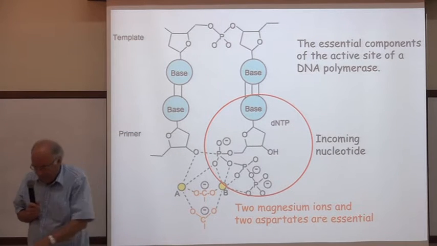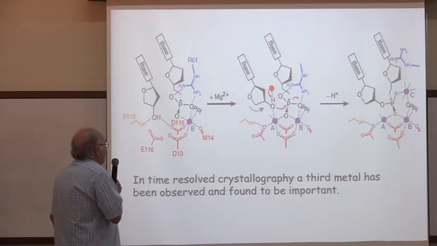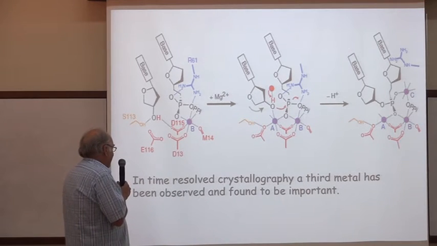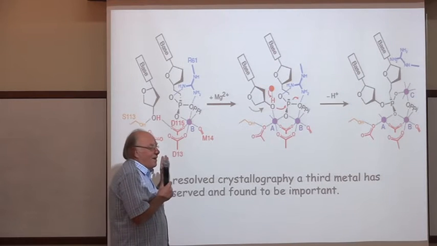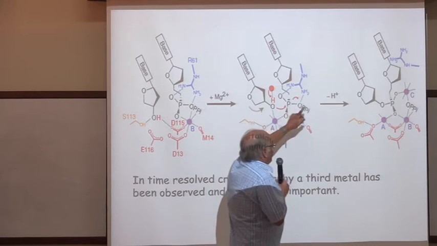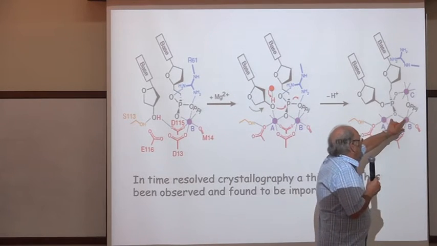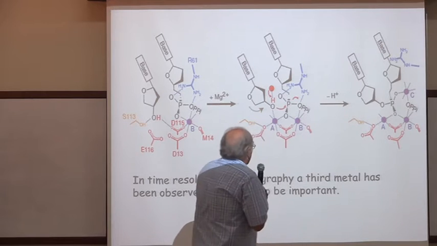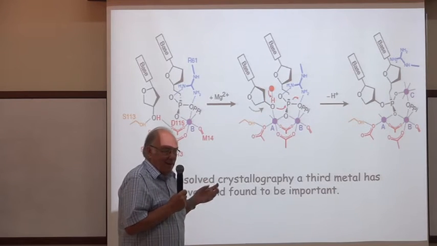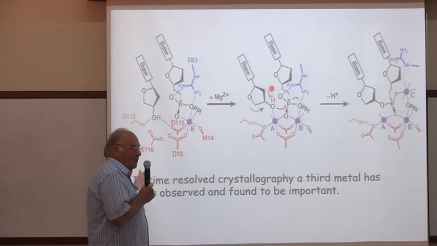But actually, this general proposal has been challenged by recent studies from crystallography, where time-resolved studies showed that if you can resolve in a brief time, there's a third magnesium ion coming in, which seems to be equally active and important as the two other ones. So I think it's very likely that there are 3 magnesium ions which participate in the catalysis of incorporating a new base into the growing DNA.